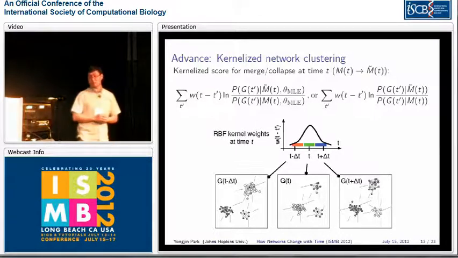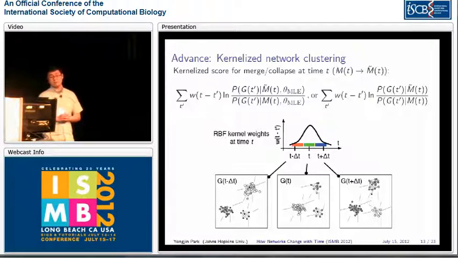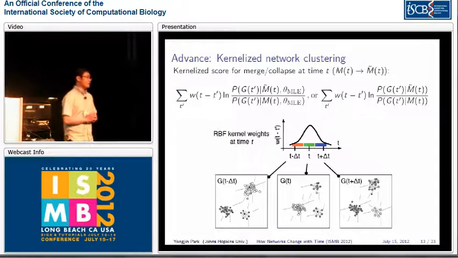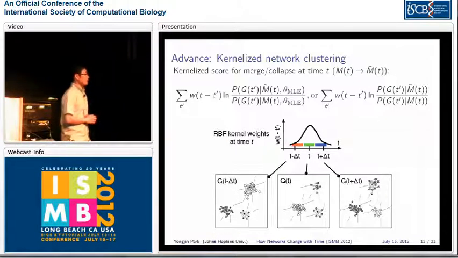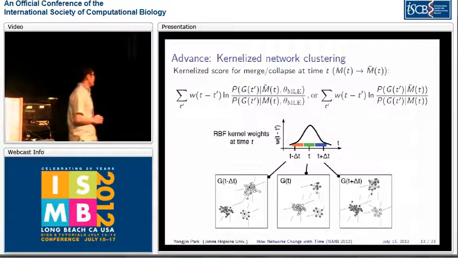If you're looking at time t and you want to consider all the other neighboring snapshots, the farther a snapshot is from time t, the less you consider it. So using RBF kernel weights at time t, we get nice smoothing, and we can also represent higher order dependencies.